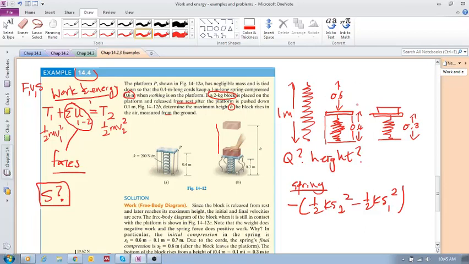Okay? So what you need to see is that the S refers to how much the spring has been stretched or compressed. So this refers to the stretch or the compression. It doesn't refer to the height of the spring. It refers to how much it has been stretched or compressed from its equilibrium position. So its equilibrium position is 1 meter, and it was compressed 0.6 meters at state 1. Okay?